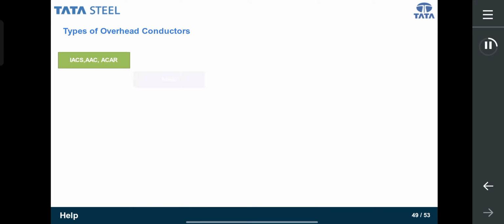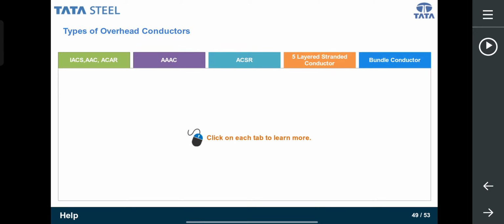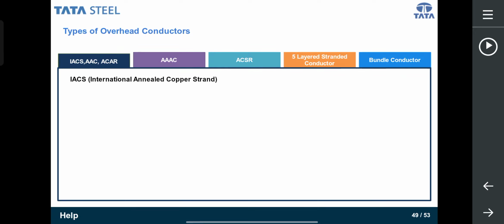There are different types of overhead conductors. Click on each tab to learn more. IACS, International Annealed Copper Strand. It is 100% pure conductor and it is standard for reference.